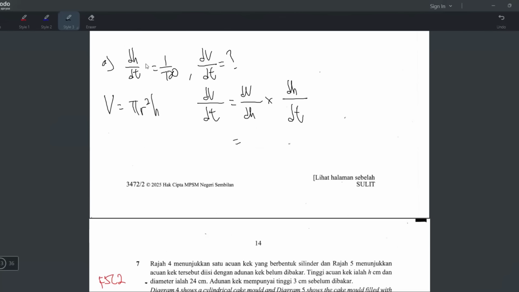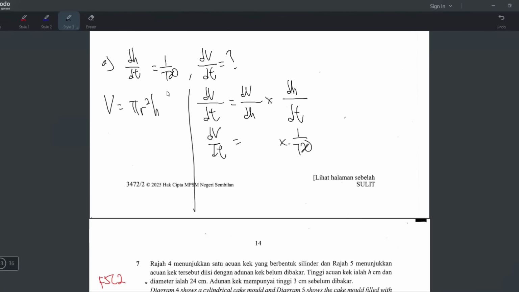Okay, the dH dt of 1/720 can go in here. And then the dV dt is the question mark. Question mark means this is what you have to find at the end. So what do you have to find now? This one lah. dV dh is what you have to find now. So you can differentiate here and find dV dh.